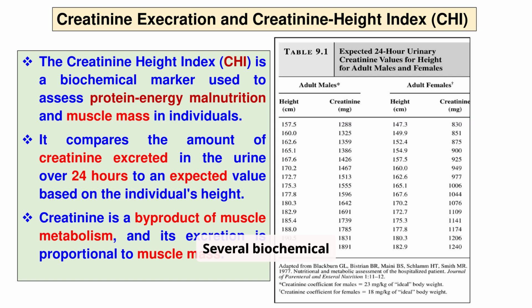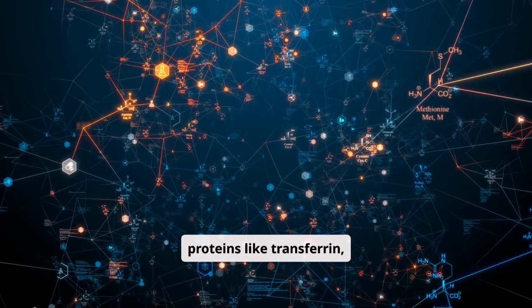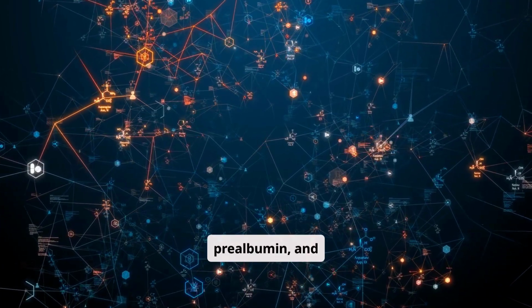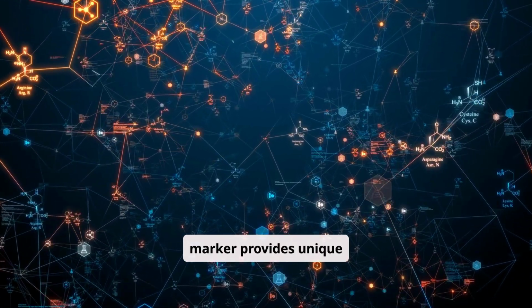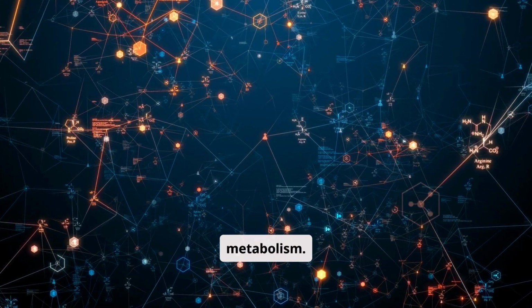Several biochemical markers can be used to assess protein status. These include creatinine excretion, albumin, nitrogen balance, and other serum proteins like transferrin, prealbumin, and retinol-binding protein. Each marker provides unique insights into protein metabolism.